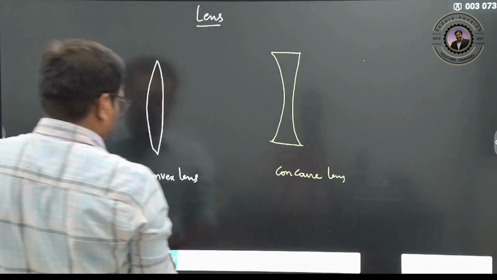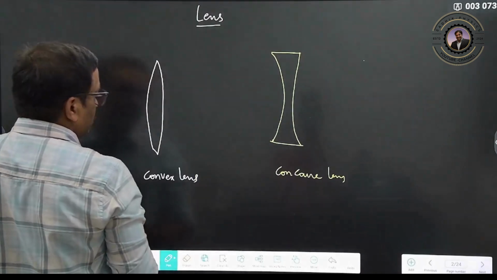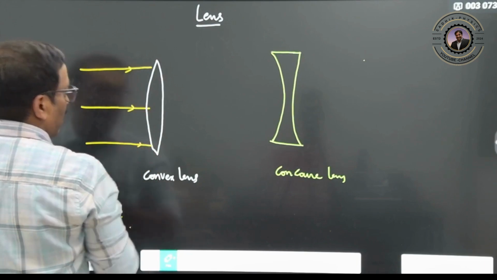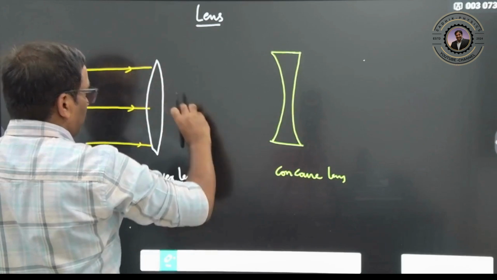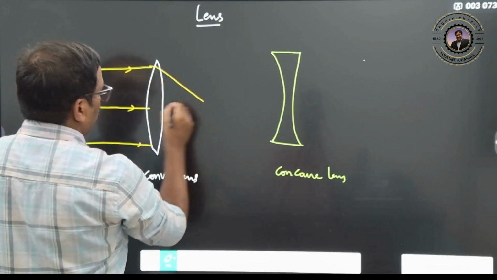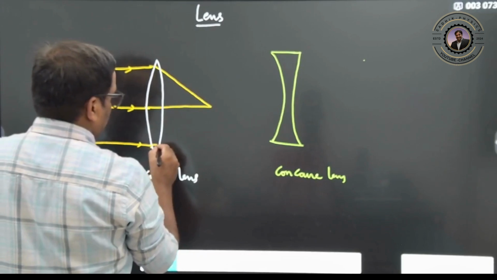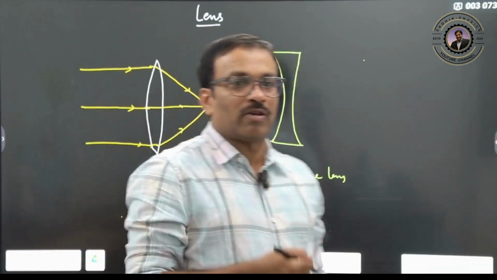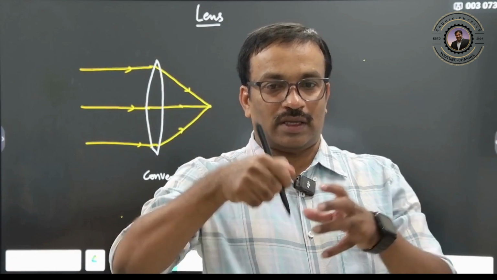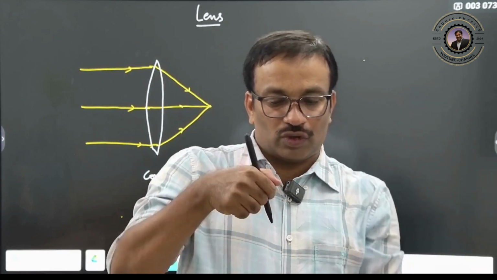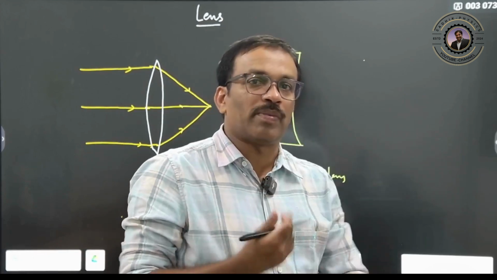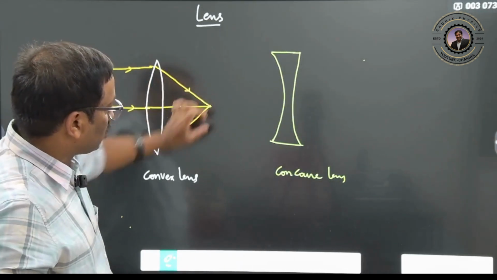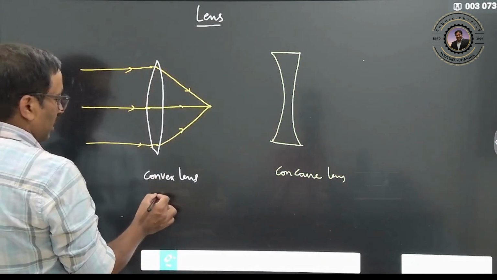Now let us see. There are some other names also. Suppose a parallel beam of light rays falls on this lens, it converges to one point. You might have seen a reading glass, which you may have played with in childhood. You place it in sunlight, and the spot on the paper gets burned, because the parallel beam of light rays converges to one point. This type of lens we call a converging lens.